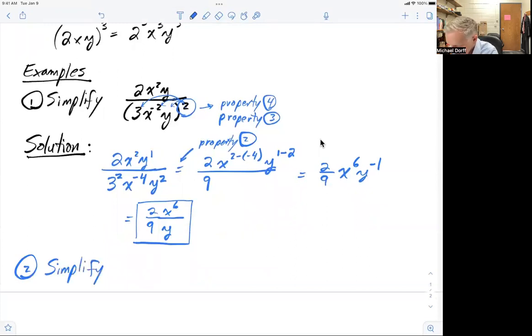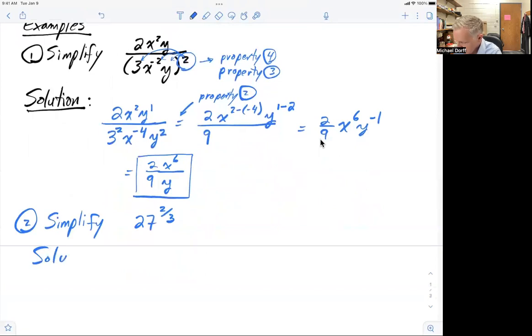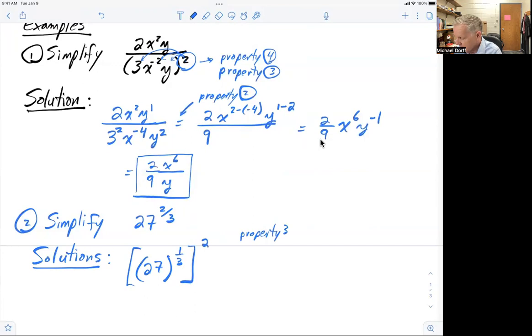Simplify. Here we're going to look at 27 to the 2/3 power. So what does it mean to be to the 2/3 power? Well, I'm going to use one of those properties of exponentials. So I'm going to write 27 here, and I'm going to separate the 2/3. I'm going to first do the 1/3, and then outside of it I'm going to put the 2. Okay, so this is like using property number 3 here, except backwards.